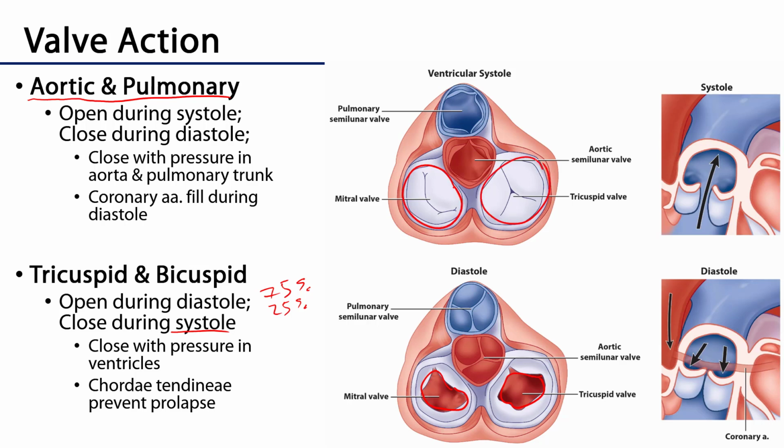And so we can understand why the aortic and pulmonary valves are going to be open when the atrioventricular valves are closed, because we want a unidirectional flow of blood. If all the valves were open at the same time, then blood would flow into the pulmonary trunk and aorta with the same amount of pressure that it would flow retrograde back into the atria, which would not be good for the cycling of blood.